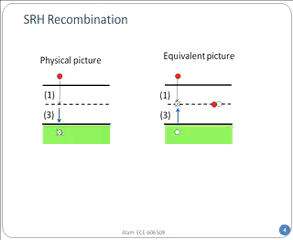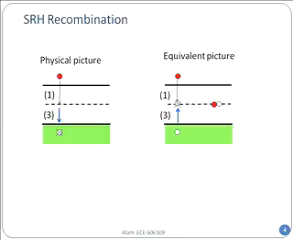Look at the right-hand side where I have drawn process 3. Process 1 is exactly the same, but I have drawn process 3 in a slightly different way. What I have said here is that instead of the electron coming down from the trap to the hole in the valence band, we'll think of it as if a hole has jumped up.